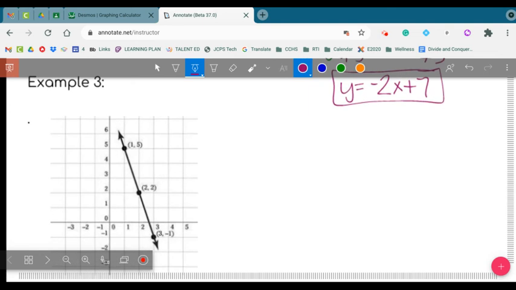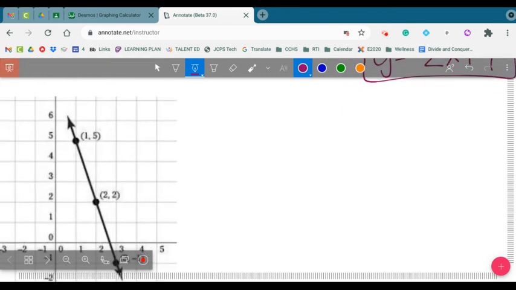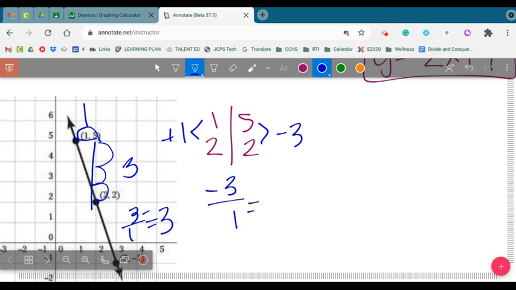So example 3, we're still writing it, except now we have to find the slope, but we can use any of those points. Since we're given the points, we can find the slope from the points. So make a table. We're going to do (1, 5) and (2, 2). Or you can do your rise over your run. You're going down 3 and running 1. So we're going to have -3 over 1. So my slope is -3.